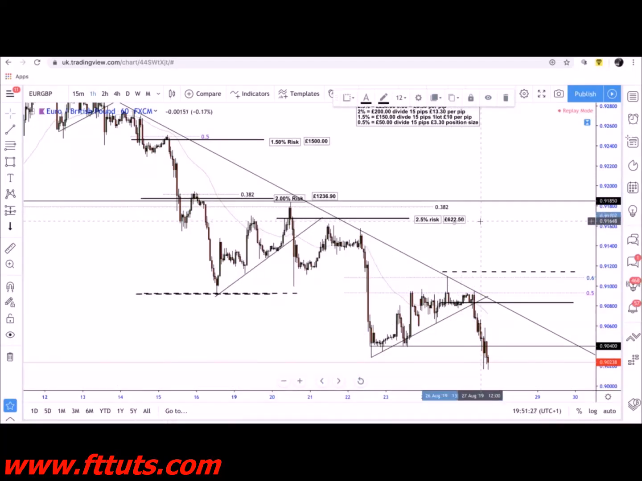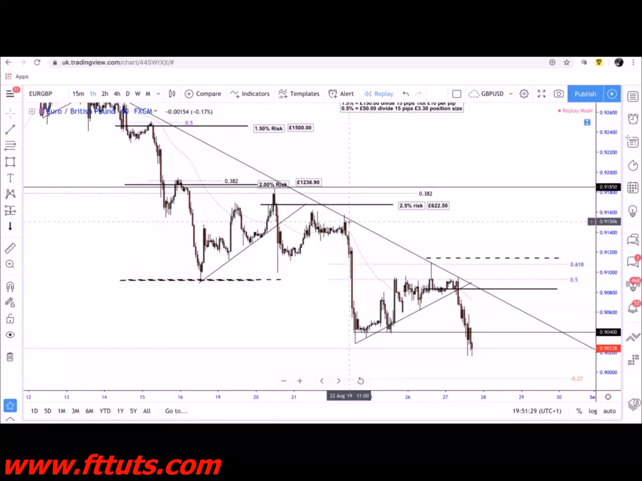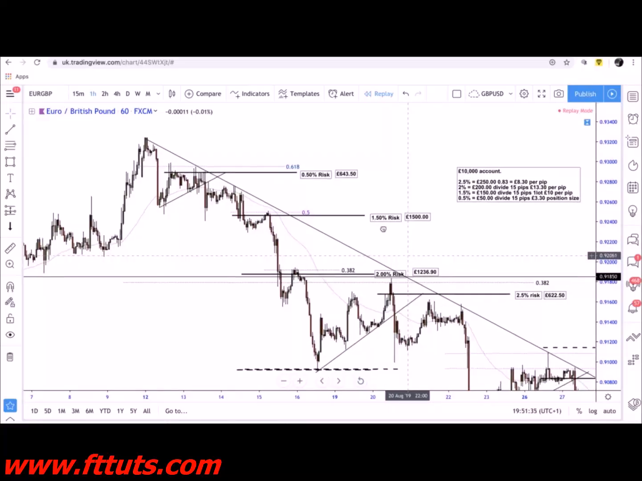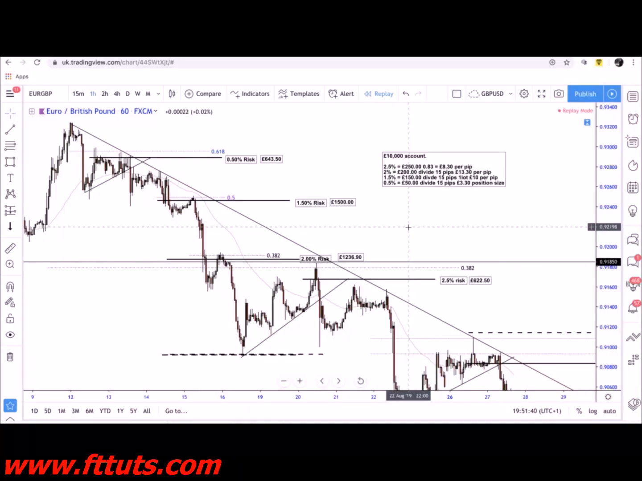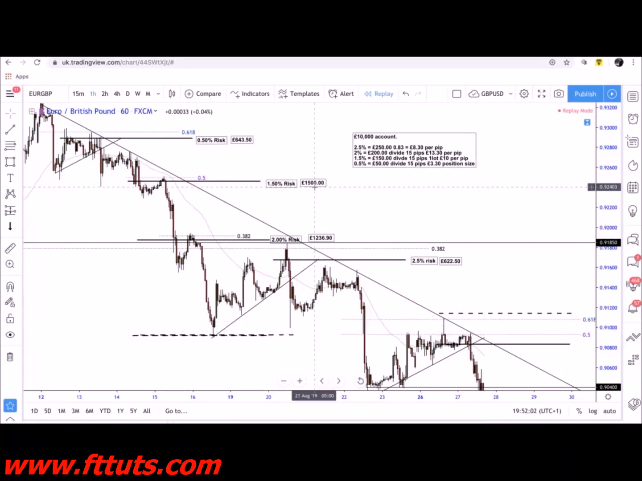Okay, so all of our stop losses are now here. So therefore, if it drops and then it comes back up and takes us out, all of these positions that we've managed to scale in from the top, if it takes us out up here, then what we would have made is, let's add it all together, 643.50 plus 1,500 plus 1,236.90 plus 622.50, because that's £4,000. We would have made £4,000. Now on a £10,000 account, that's a 40% return.